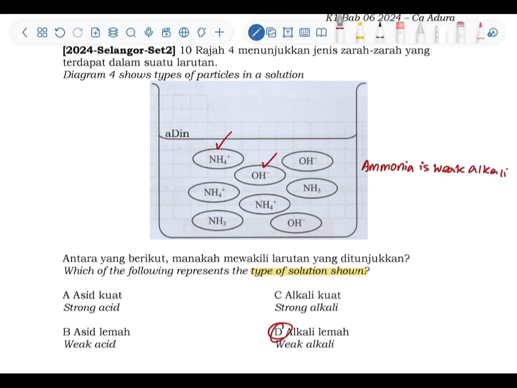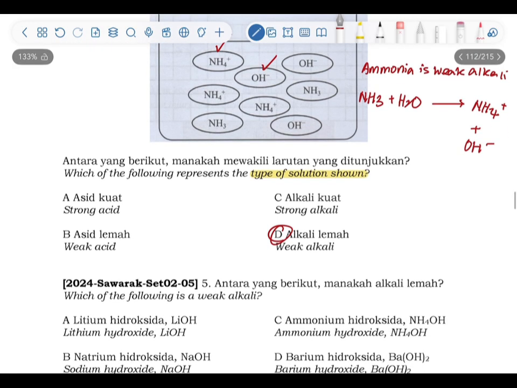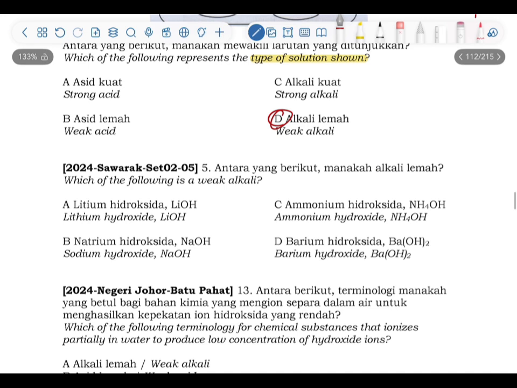And the equation you need to remember is NH3 plus H2O forming NH4+, which is the ammonium ion, with the hydroxide ion. This is the equation. Okay, next. Which of the following is a weak alkali? So the answer is C because it involves the ammonium.